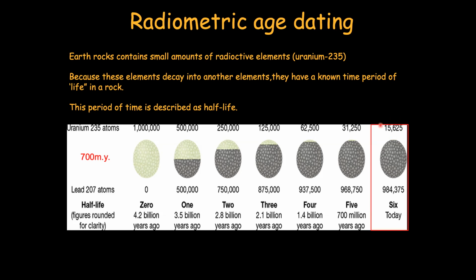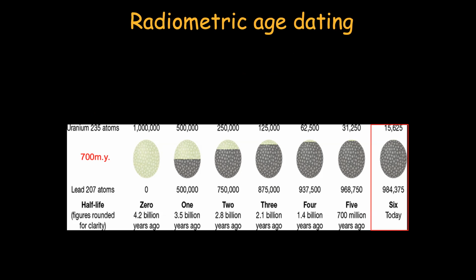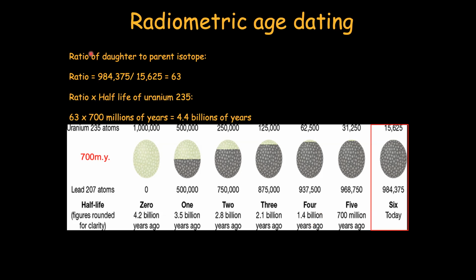with a known quantity of uranium and a known quantity of lead 207, you can determine the ratio of the daughter to parent isotope. In this case, your parent isotope is uranium 235 and your daughter isotope is lead 207. So if you know their quantities in the certain rock sample, you can determine the ratio from one to another. In this case, the ratio is 63.